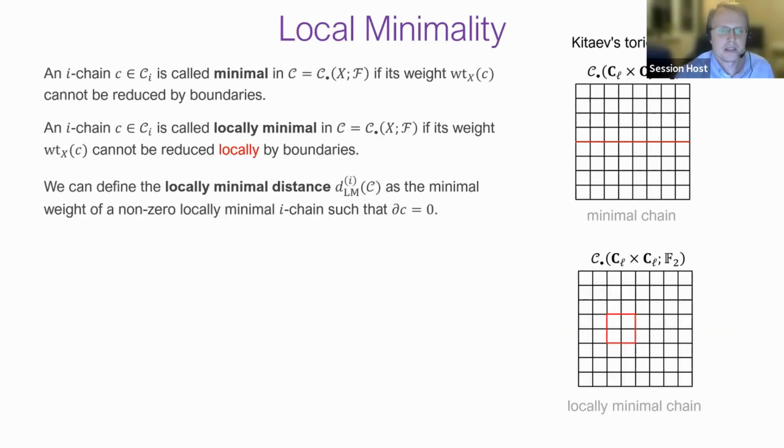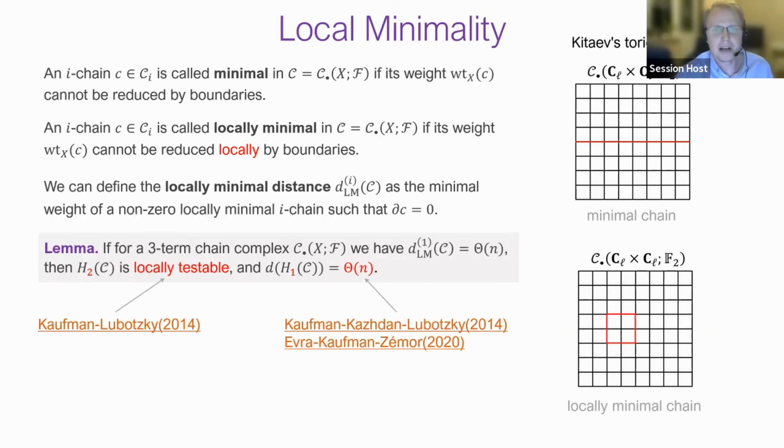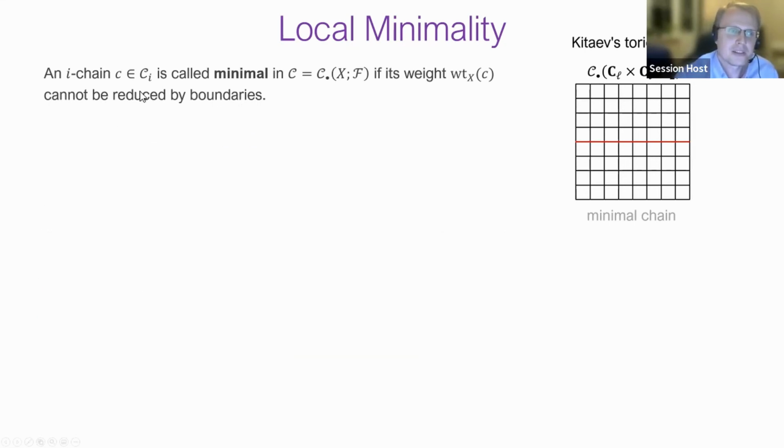So let me just briefly say about one of the main ideas in the proof. It is based on the notion of local minimality. It's a technical idea. Let us consider, for example, the standard Kitaev toric code. We have minimal code words. A code word is called minimal if you cannot reduce its weight.